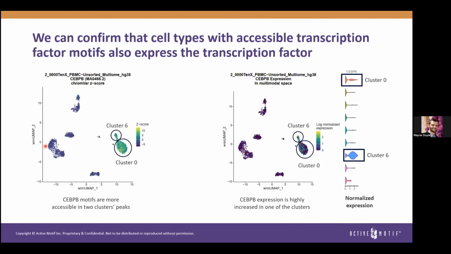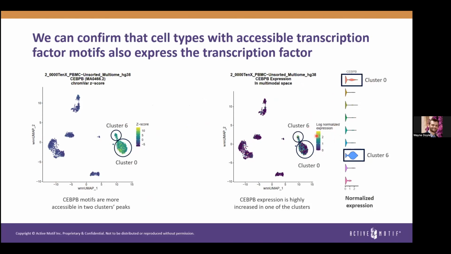On the left is just the same motif enrichment plot that we had on the previous slide. I've now circled it so you can see which is cluster 0, which is cluster 6. And on the right, I'm actually showing the gene expression. So it's a little bit hard to see on the UMAP embedding because we have a lot of cells that are on top of each other. So it's a little bit easier to see on these violin plots of the normalized gene expression.